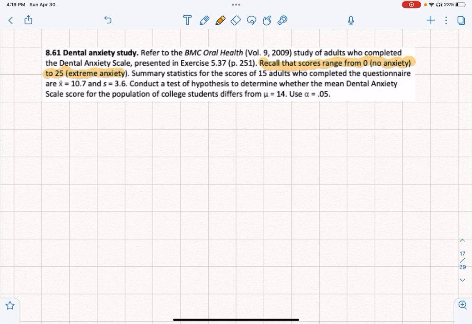We get a lot of anxiety because, let's be honest, who enjoys going to the dentist? If I have any future dentists in this group, I apologize for what I just said. But I do not like going to the dentist.